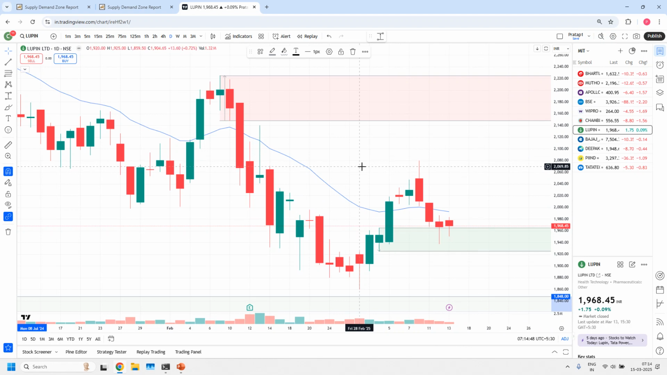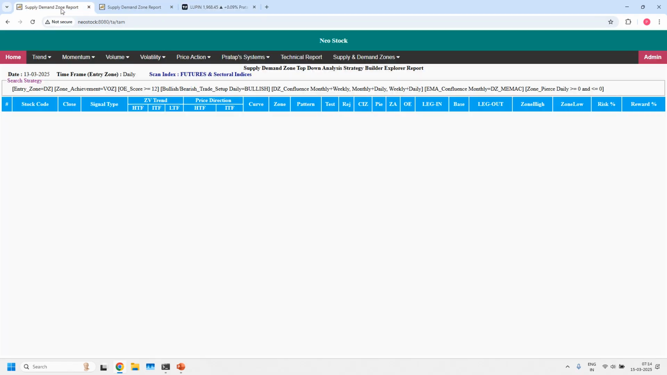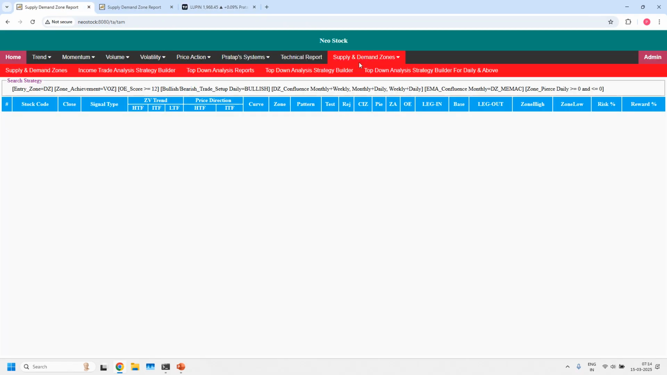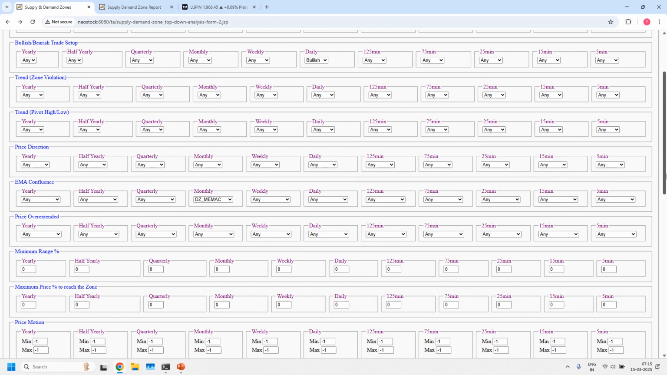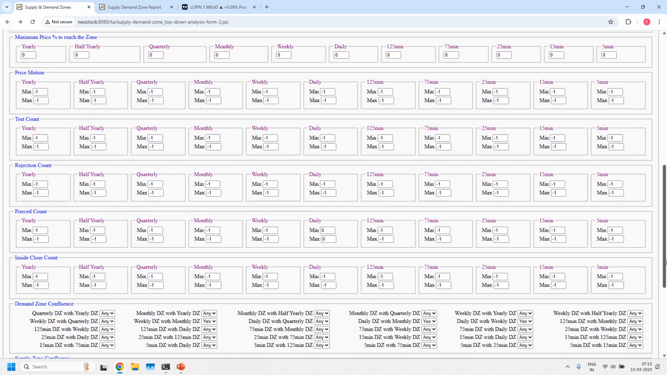Okay. This is about a bullish trade setup. What about bearish trade setup? Same analysis we will do. First, in the EMA confluence, what are the filters we selected? Let me remove all the filters. Okay. All the filters are removed.